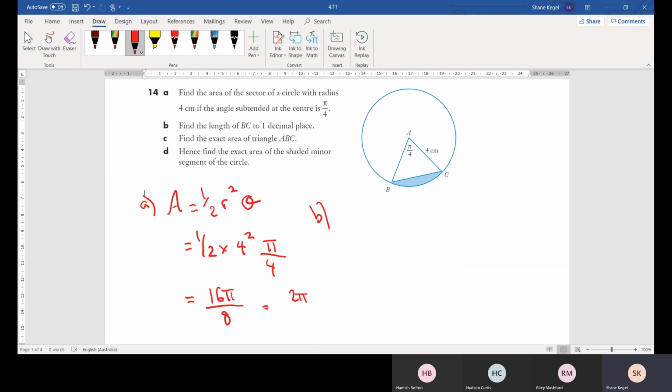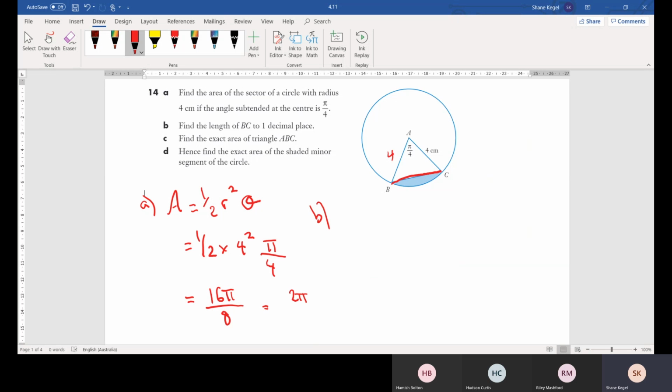Okay, part B. Find the length of BC, correct to 1 decimal place. So length BC would be the bottom of our triangle up here. Knowing that's a triangle, that side was 4, that's the radius as well. So that would also be 4 centimeters.